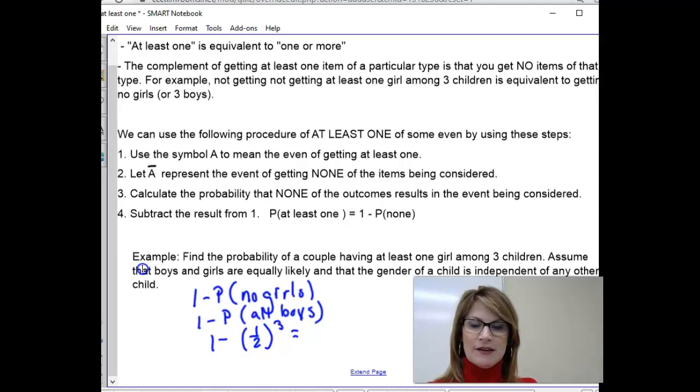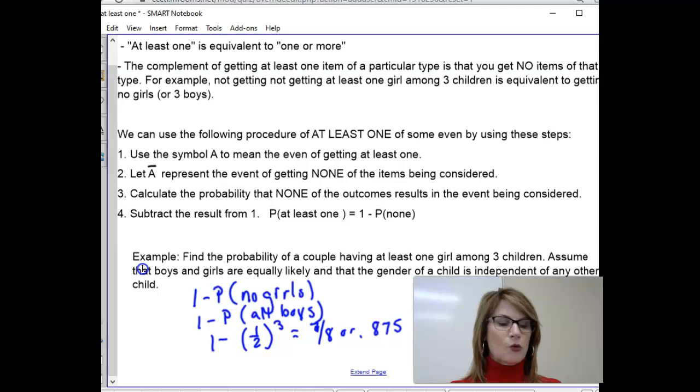And you can do this as a fraction or as a decimal. You can write that as 7/8, or you can write it as 0.875. Both of those would be considered valid because you know what 7/8 means, and it's kind of a nice normal fraction, so that would be just fine. But we did 1 minus none, 1 minus no girls.